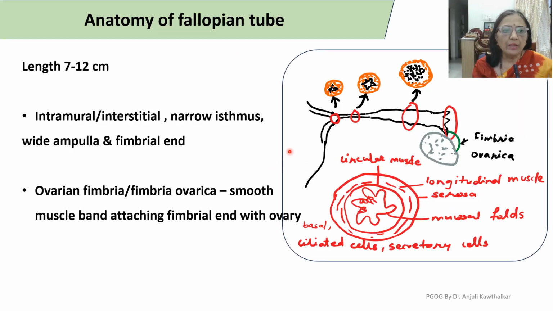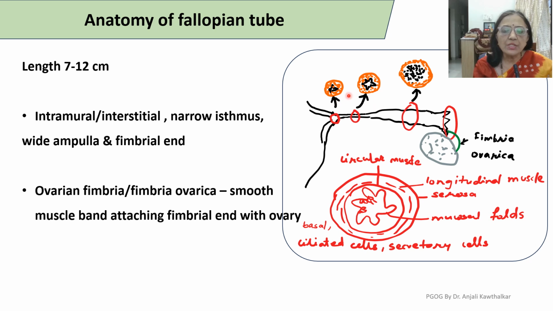Anatomy of fallopian tube. Length of the fallopian tube is 7 to 12 centimeters. We have four parts of the fallopian tube. One is the interstitial or intramural part. Then is the isthmus, which is the narrowest part comparatively, as compared to the ampulla, which is the wider part of the segment of the fallopian tube. And last is the fimbrial end, which we also call the infundibular end of the fallopian tube.